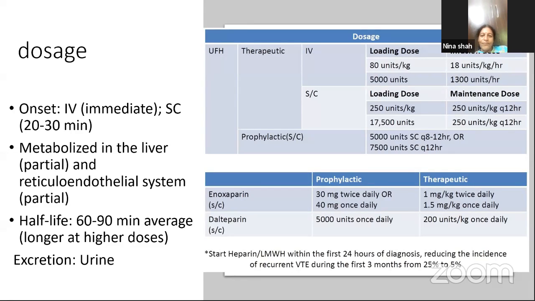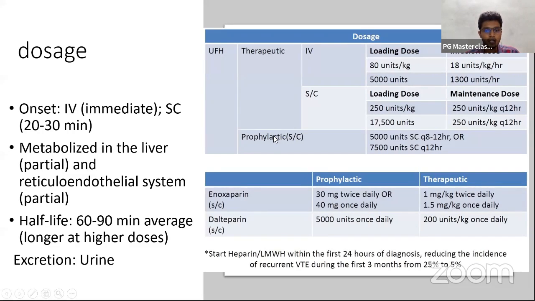Now continue. Dosage of unfractionated heparin. For therapeutic doses, intravenously we give a loading dose of 80 units per kg, and then an infusion dose of 18 units per kg per hour. It can be given as a 5,000 international units loading dose, followed by an infusion dose of 1,300 units per hour. In subcutaneous dosages, the loading dose is 250 units per kg and 17,500 units, and maintenance doses are 250 units per kg 12 hourly.